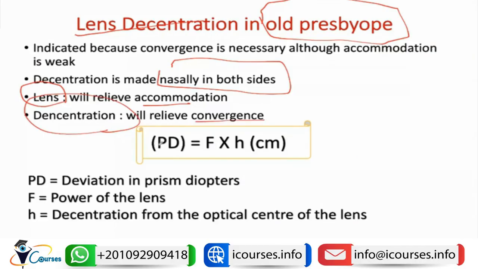So how much decentration can we use? The prism deviation in diopters that we need for the decentration equals the power of the lens multiplied by the decentration of the optical center in centimeters. As we know, this is called the Prentice rule.